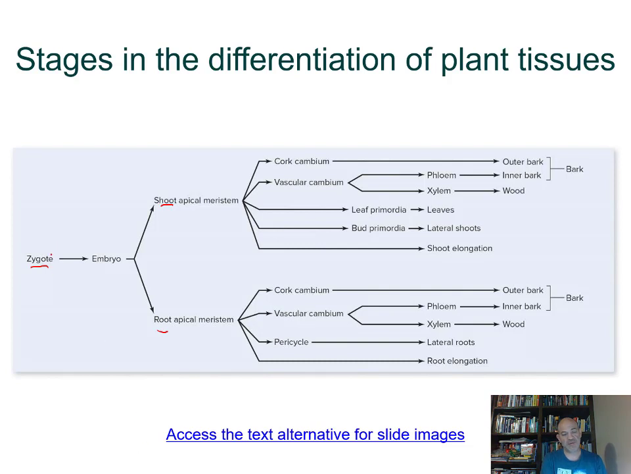And then the zygote will go through some divisions and differentiations to form an embryo that would stay dormant until it's activated with water and oxygen and begins to germinate. Germination is just the activation of that metabolism. As it begins to grow and develop, we're going to do that growth and development.